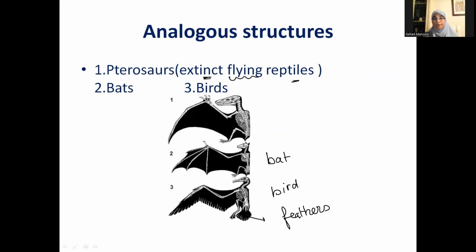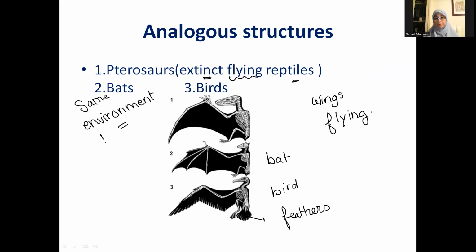So we have three wings, but the inner structure is totally different. So they carry out the same function. They are all wings, and they all have the same function, which is flying, but their inner structure or their anatomical structure is different. And scientists have explained this on the basis of the environment, meaning that these different species have been exposed to the same environment, which is air, and they had to carry out the same function, which is flying.